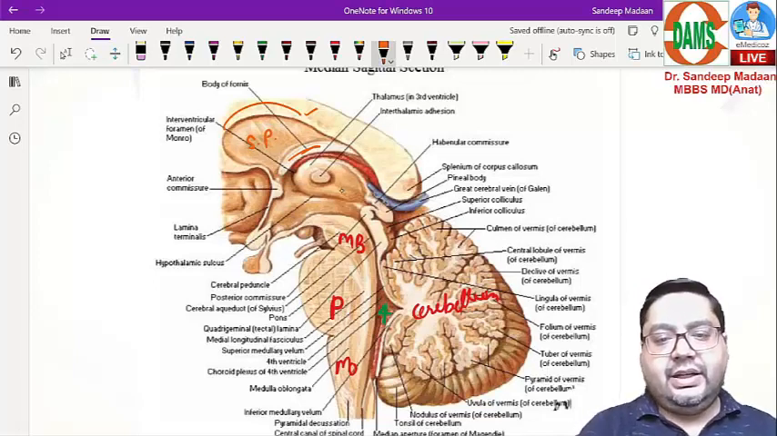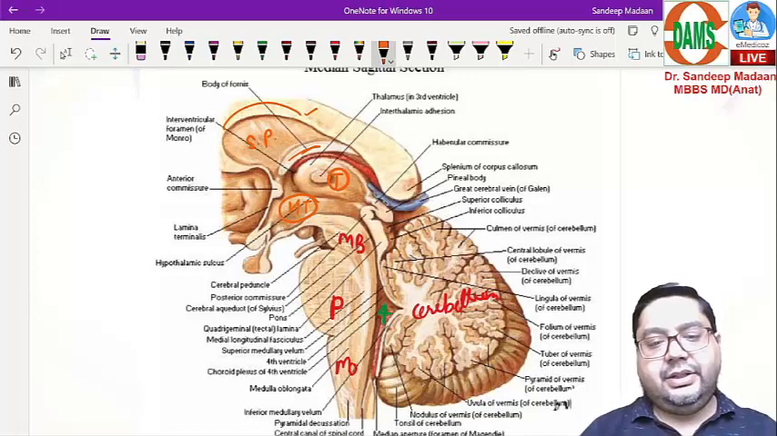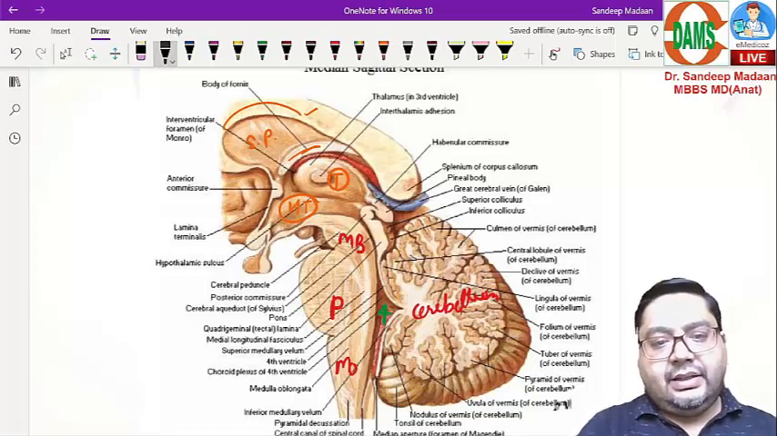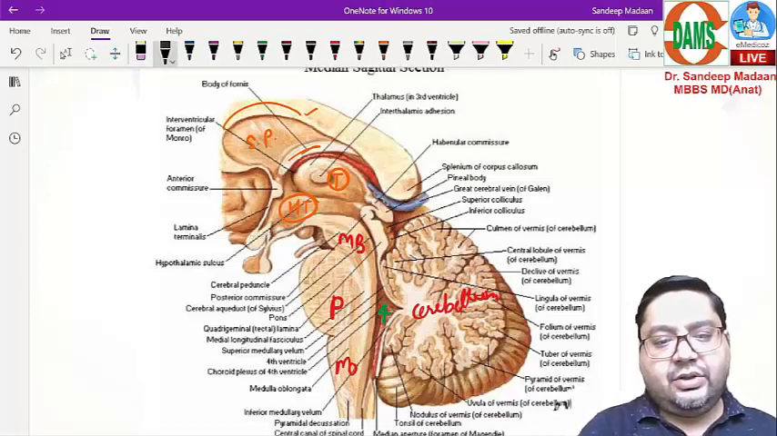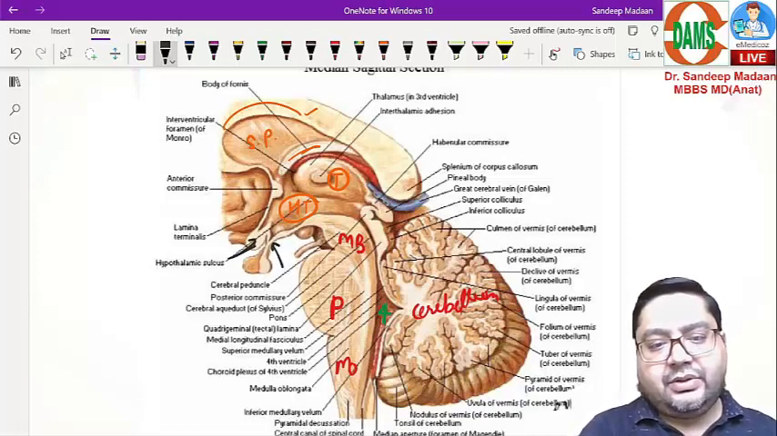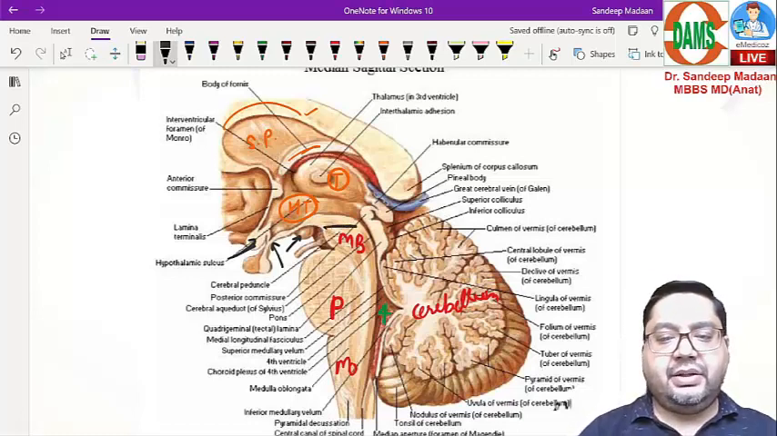Okay. And what is this? This is the thalamus, and lower down this is the hypothalamus. Alright, and these are the structures in the floor of the third ventricle. What are these structures? We can say this one is the optic chiasma, this one is the pituitary stalk, this is the mammillary body, and this part is the tegmentum of the midbrain.